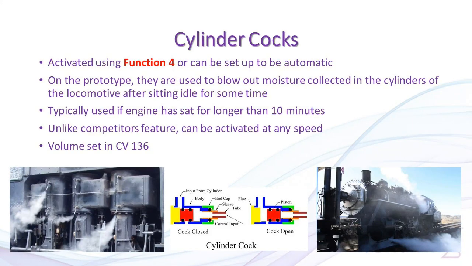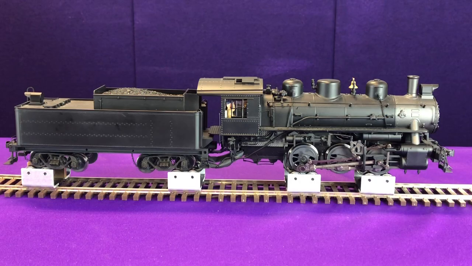So we're going to go ahead and move to step 1. Turn on our cylinder cocks. And we'll go ahead and throttle up a little bit. And we can turn it off. Now the advantage to our Tsunami2 with the cylinder cocks is that the cylinder cocks effect can be set up either automatically when your locomotive starts, or it can be done manually with the F4 key.